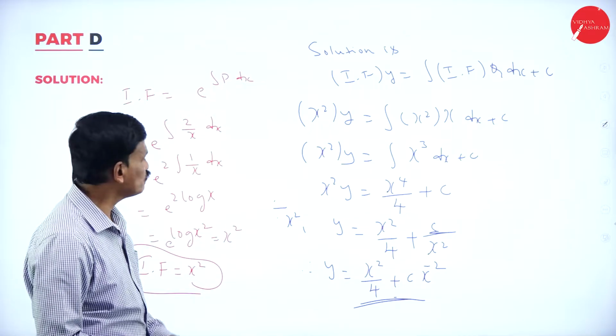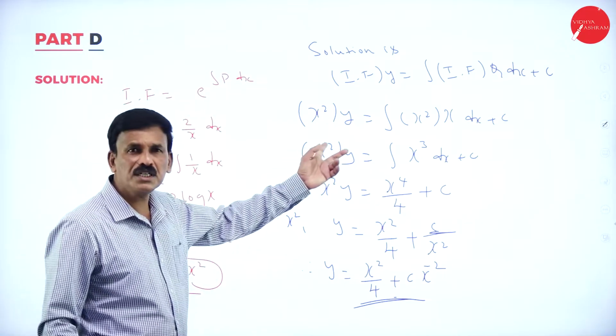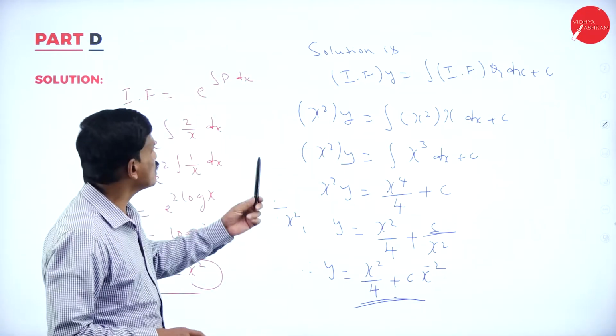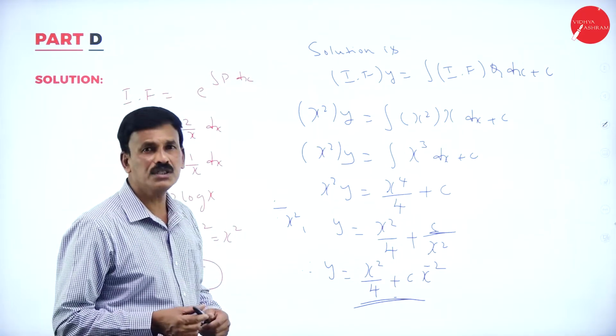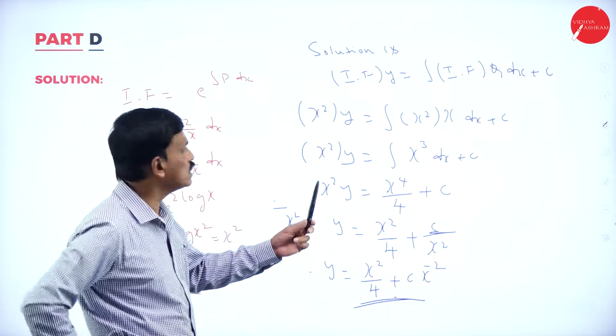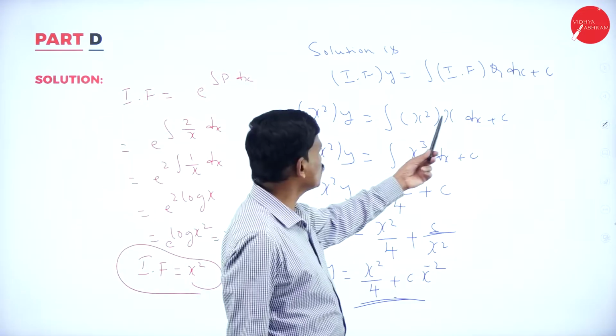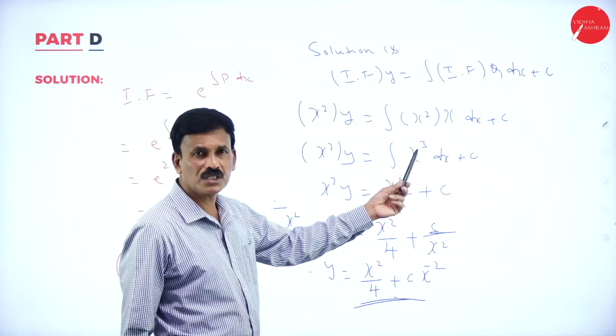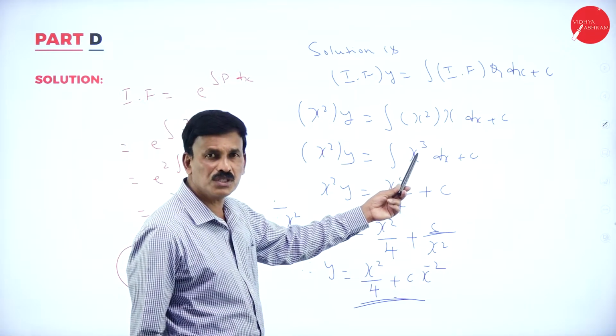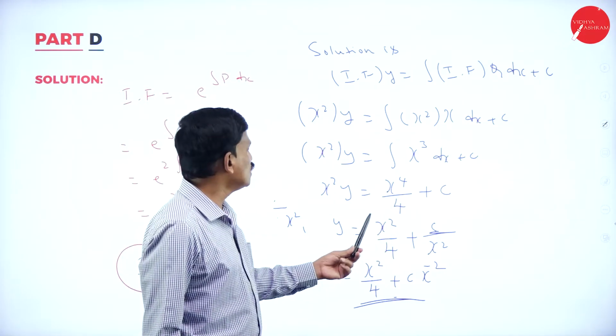That is it. See here, after finding the integrating factor, take the formula. What is the formula? The solution is given by integrating factor into y is equal to integral of integrating factor into q dx plus c. What is the integrating factor? X square into x dx plus c, or x square y is equal to x into x square, which is x cube, integral of x cube is x to the power of 4 by 4 plus c.